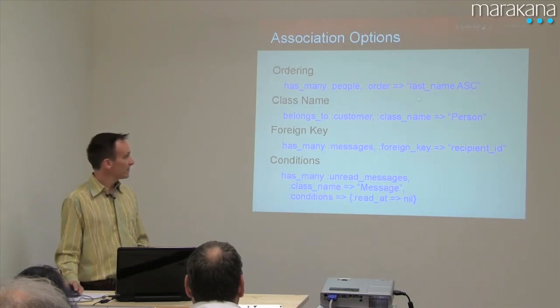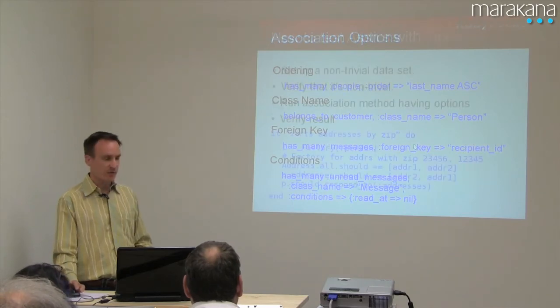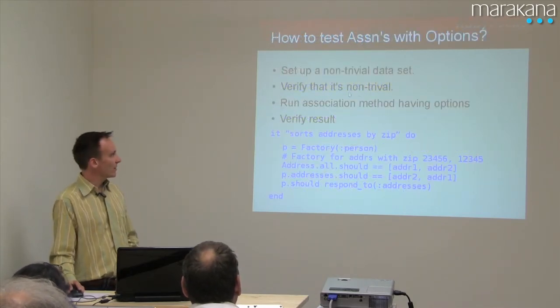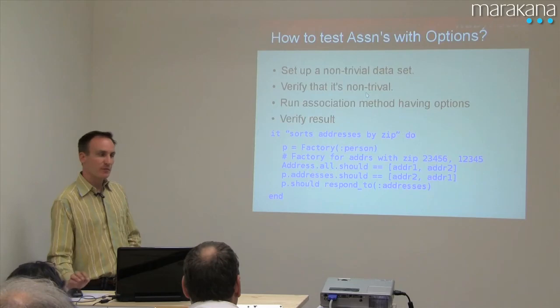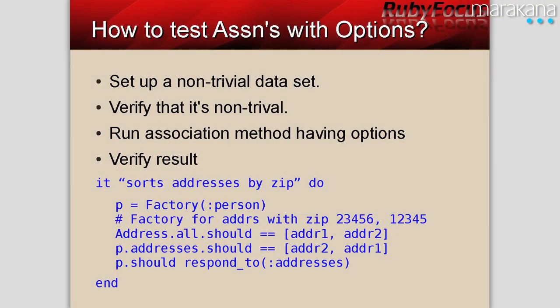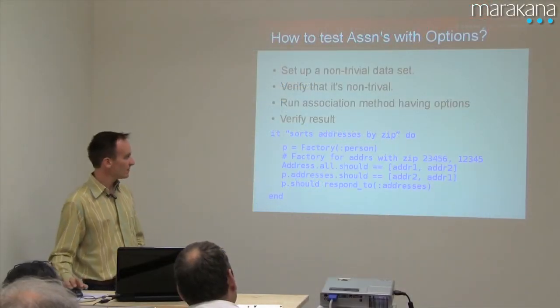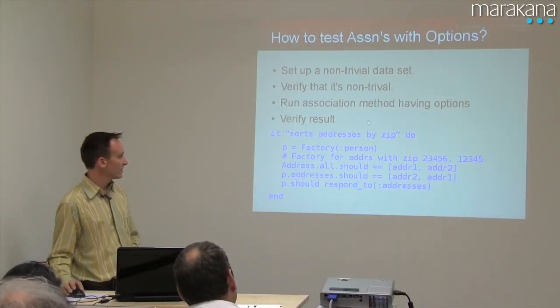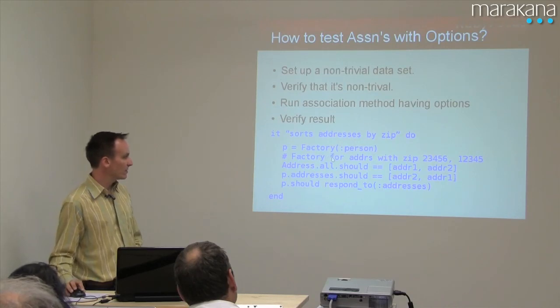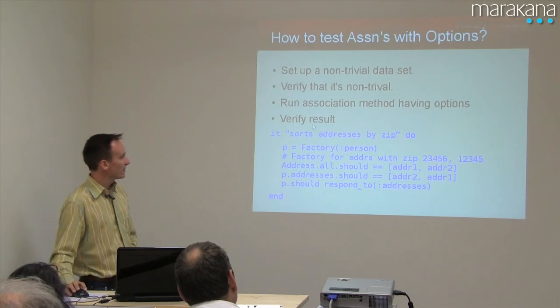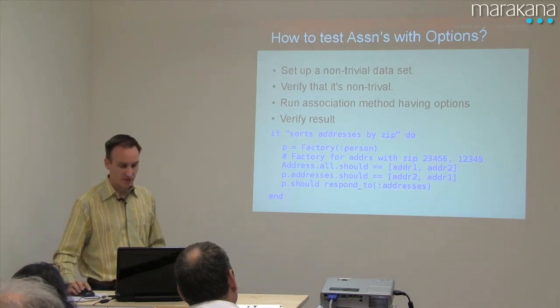And then, if you use these options, how should we test for them? So then it becomes important that we have a non-trivial data set again. We need to set up some data like ordering or the unread messages example. We need to actually have some read messages in our test data and some unread messages to make a sensible test case that checks the difference. Here's an example with zip codes. It's a trivial example, but it's important to have non-trivial data sets. It's the message.